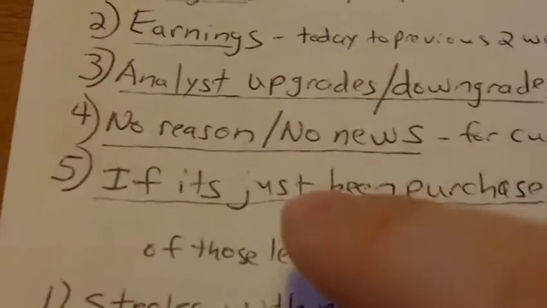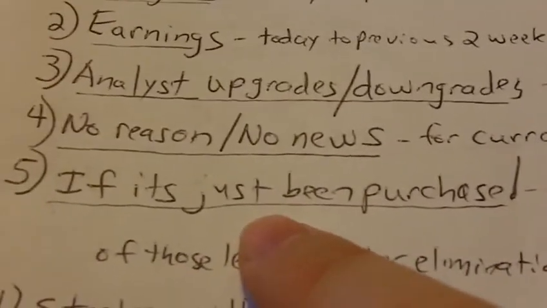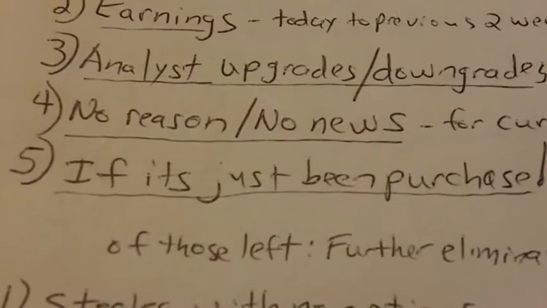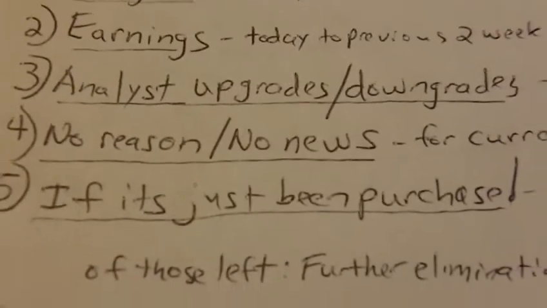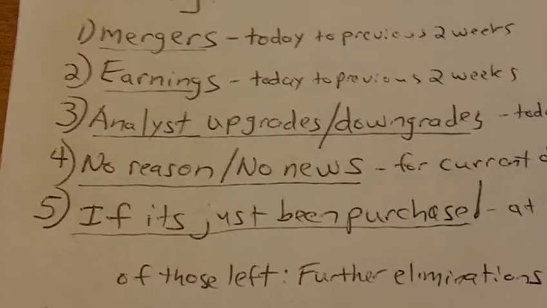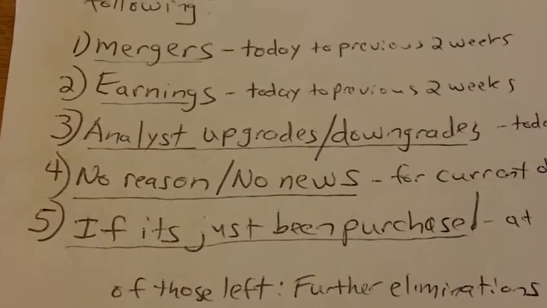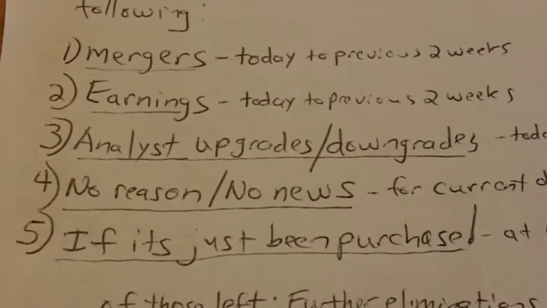Number five, stocks that have just been purchased at a certain share price. So, for example, you have stock B that was just purchased by stock A for, say, $42 a share, and you're going to see that the stock price is most likely right at $42 a share. All right, you don't want to play with those either. So those 5 reasons, don't touch it.